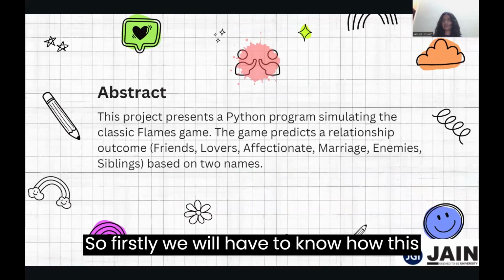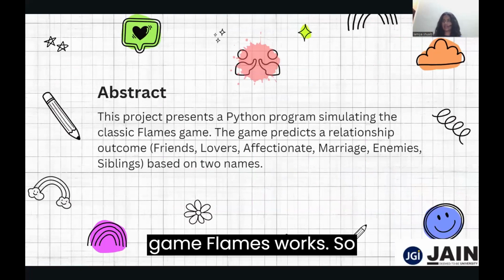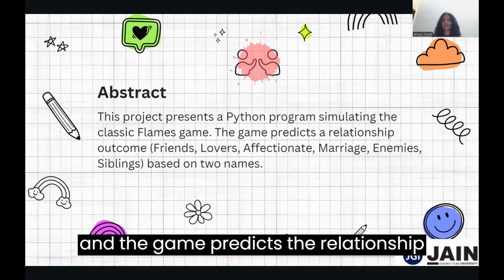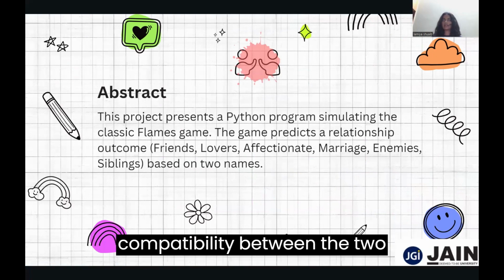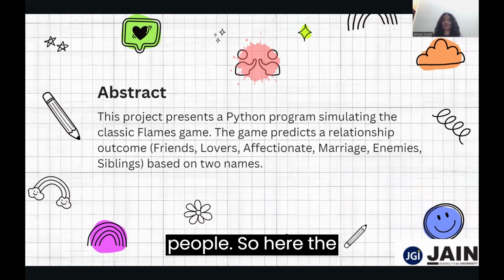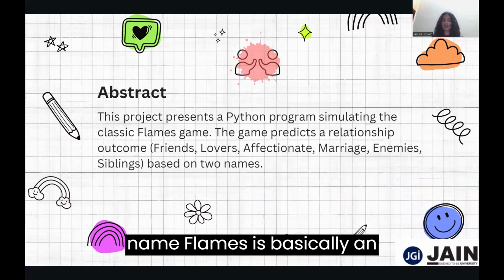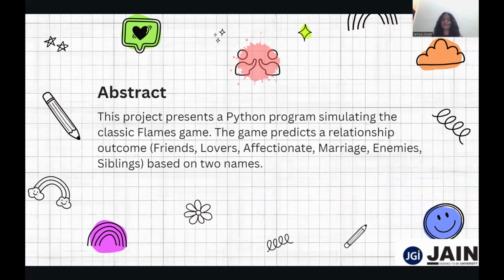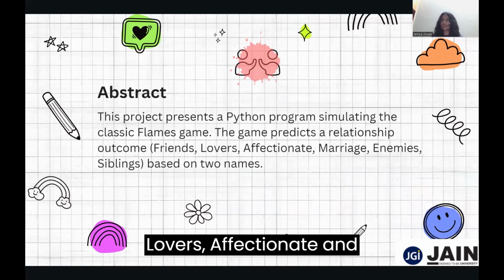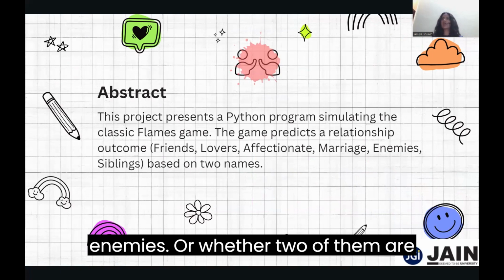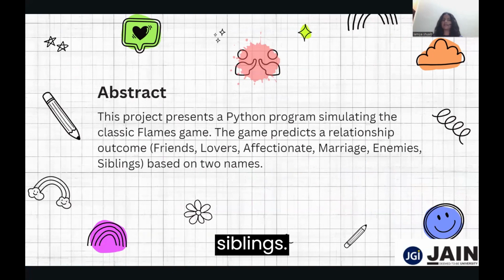So, firstly, we will have to know how this game Flames works. Basically, you provide two names, and the game predicts the relationship compatibility between the two people. The name Flames is an acronym which stands for friends, lovers, affectionate, marriage, enemies, or siblings.